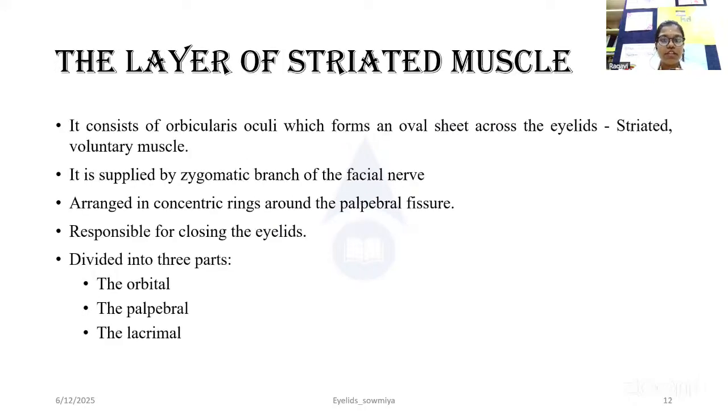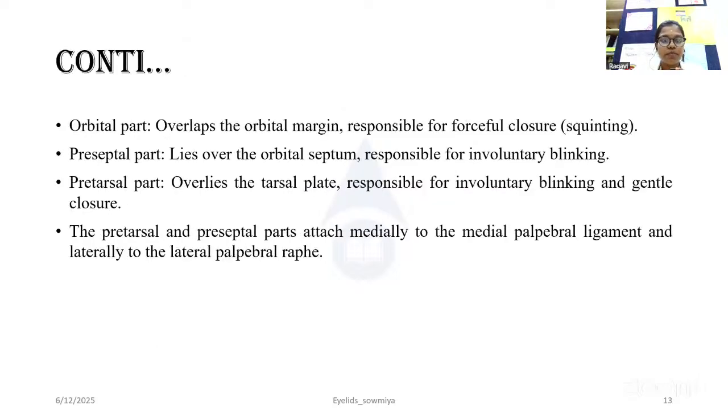The layer of striated muscle. It consists of orbicularis oculi, which forms an oval sheet across the eyelid, a striated voluntary muscle. It is supplied by zygomatic branches of the facial nerve, arranged in concentric rings around the palpebral fissure, and is responsible for closing the eyelid. It is divided into three parts: the orbital, the palpebral, and the lacrimal. Orbital part. Overlaps the orbital margin, responsible for forceful closure, that is squinting.